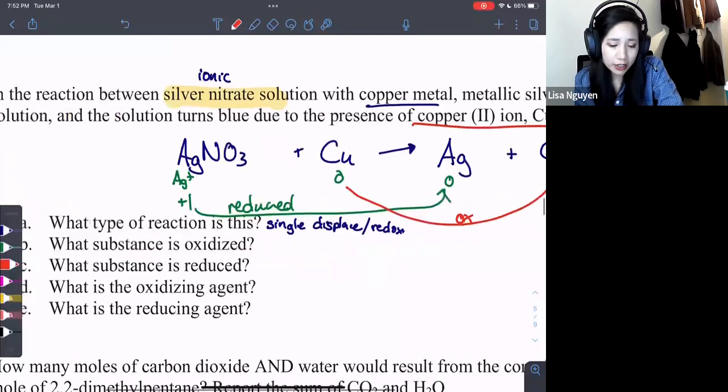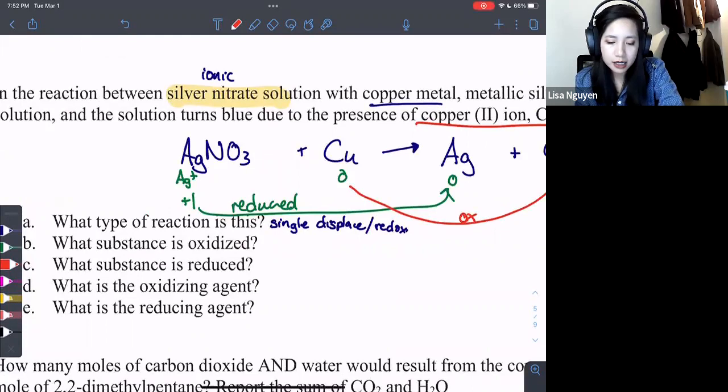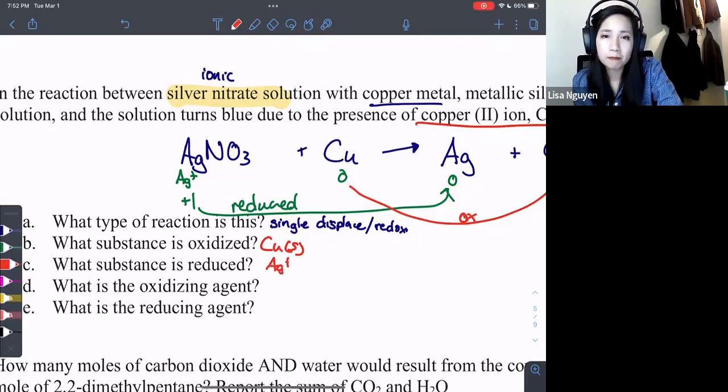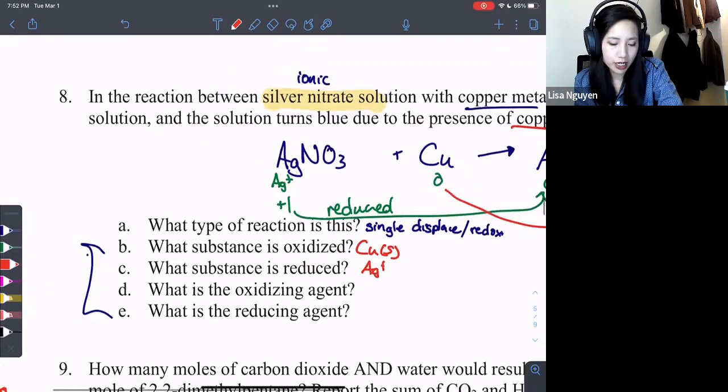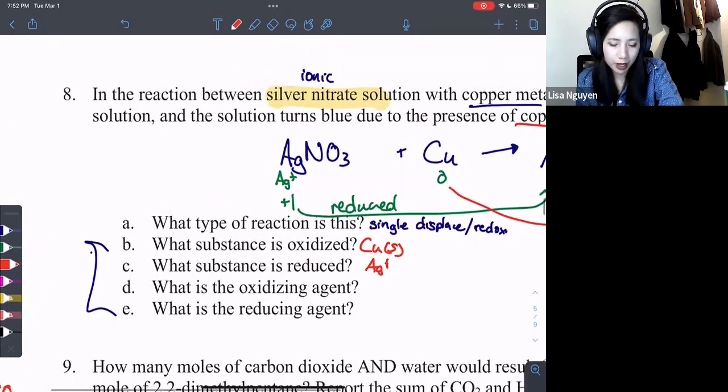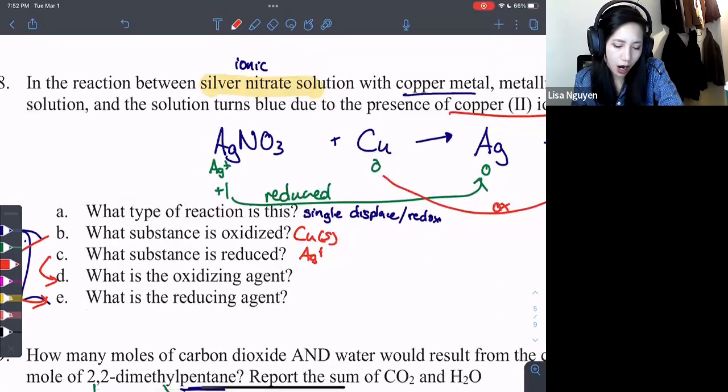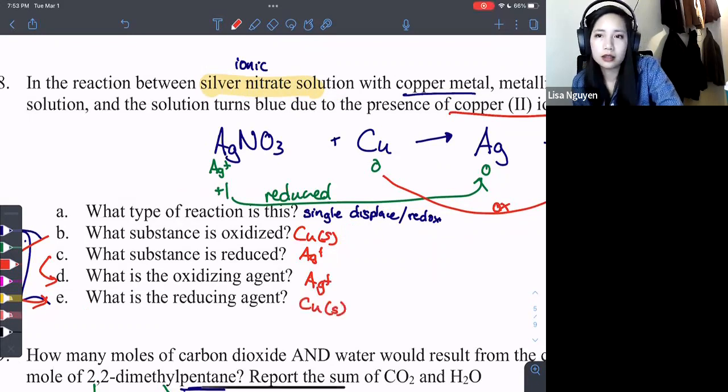All right, and so we answered that question. What substance is being oxidized? It is copper solid, so make sure you're pointing to the reactant side. And then what substance is reduced? It's Ag+. And then the oxidizing agent, reducing agent. So here you kind of swap them. The substance being reduced is the oxidizing agent. The substance being oxidized is the reducing agent. So this is silver plus, again, pointing to the reactants. The reducing agent is copper solid.